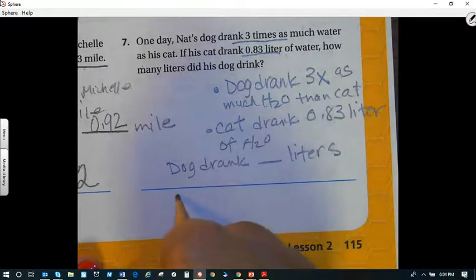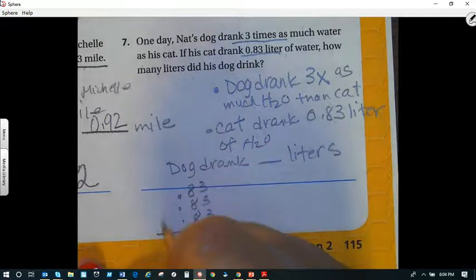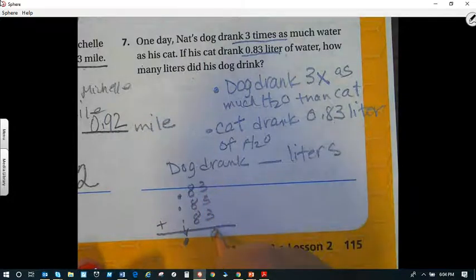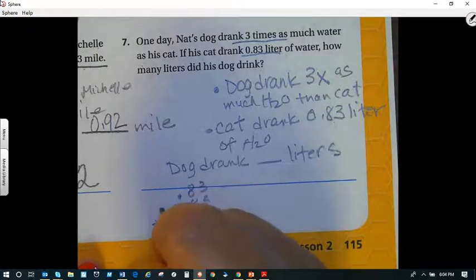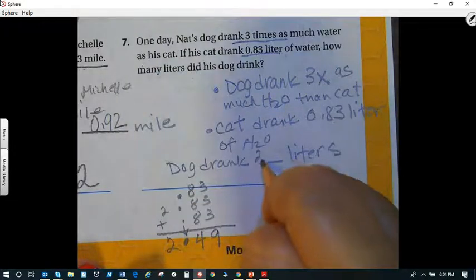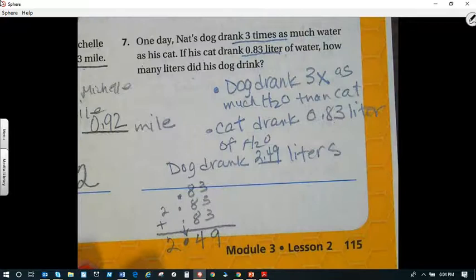So this is 3 times. So some of you like to add, and I'm going to show you what that looks like. Remember that when we're adding, we bring down our decimal, and it's straight down. 3 plus 3 plus 3 is 9. 8 plus 8 is 16. Plus 8 more is 24. Regroup my 2. 2 plus 0 is 2. So he drank 2 49/100 liters.